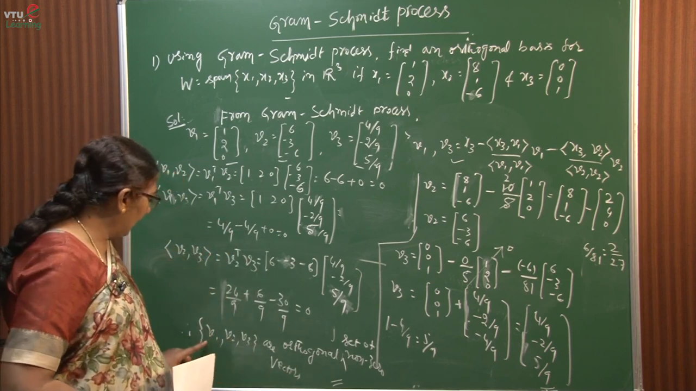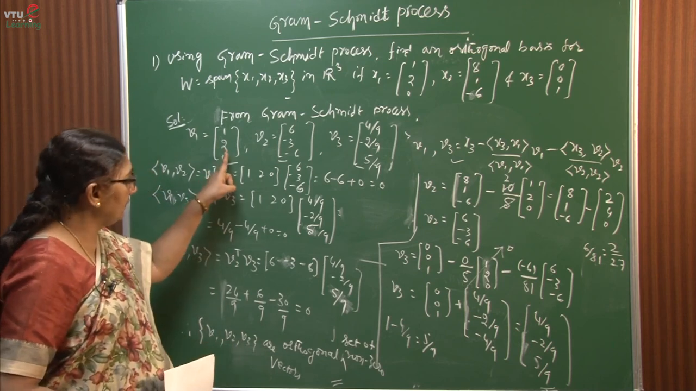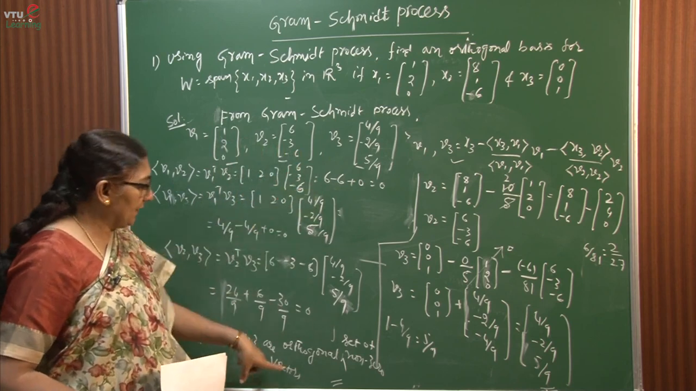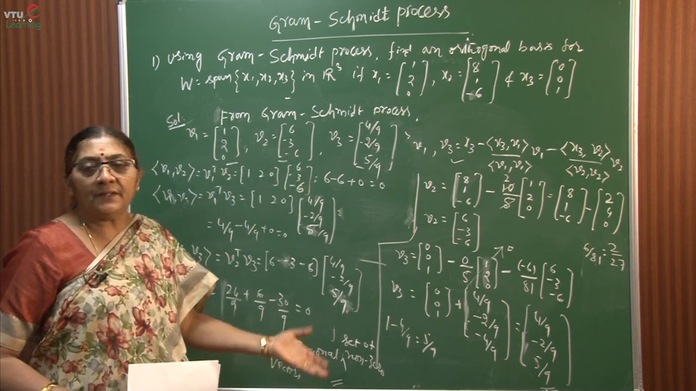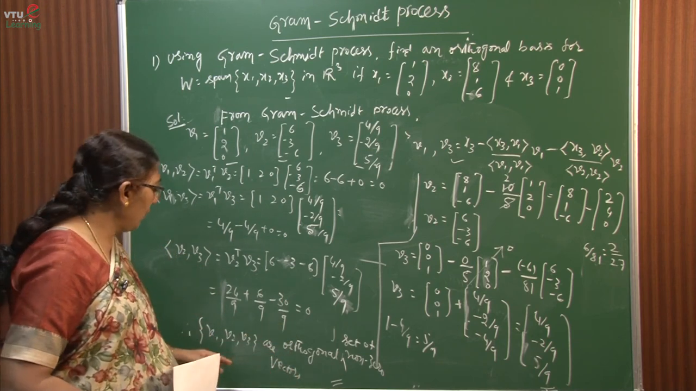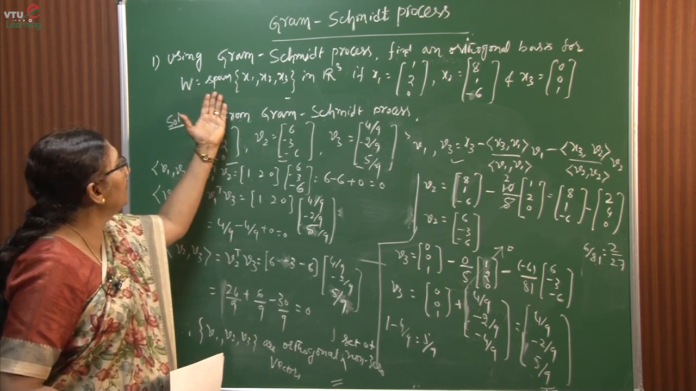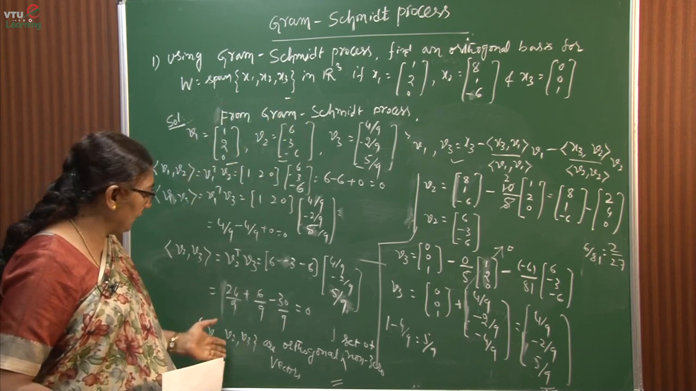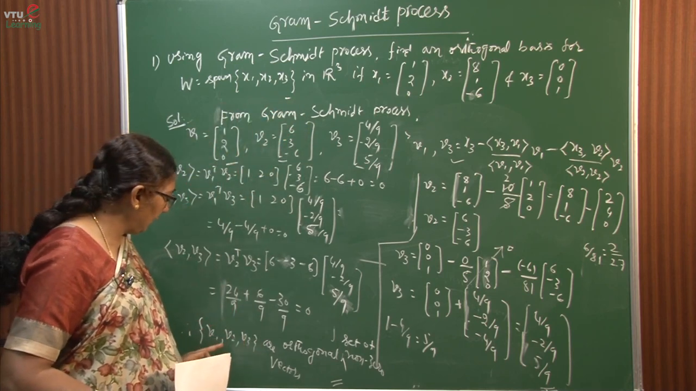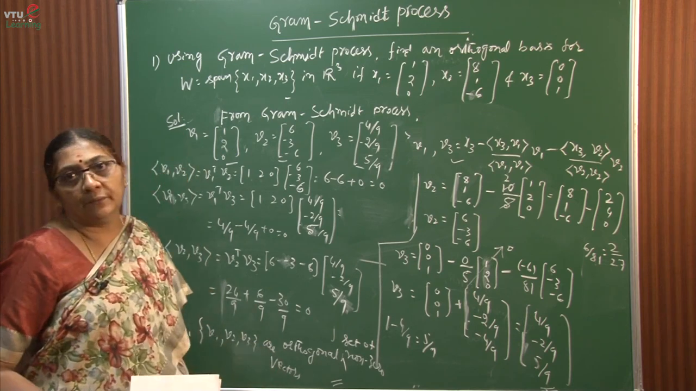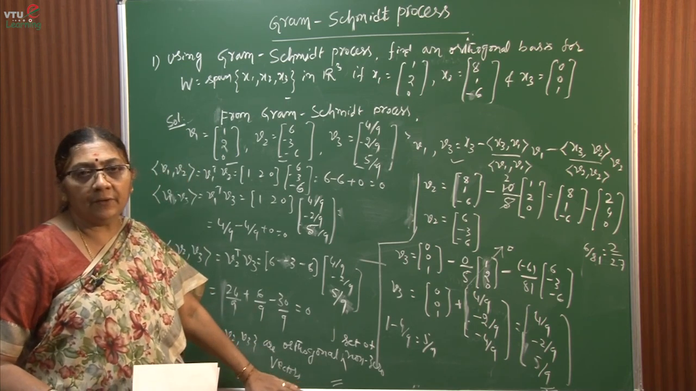Observe these vectors are an orthogonal set of non-zero vectors. Therefore, from that result, they form a basis. What basis? An orthogonal basis. Therefore, the answer is that the set of vectors v1, v2, v3 forms an orthogonal basis of W. I think it is clear to everyone.